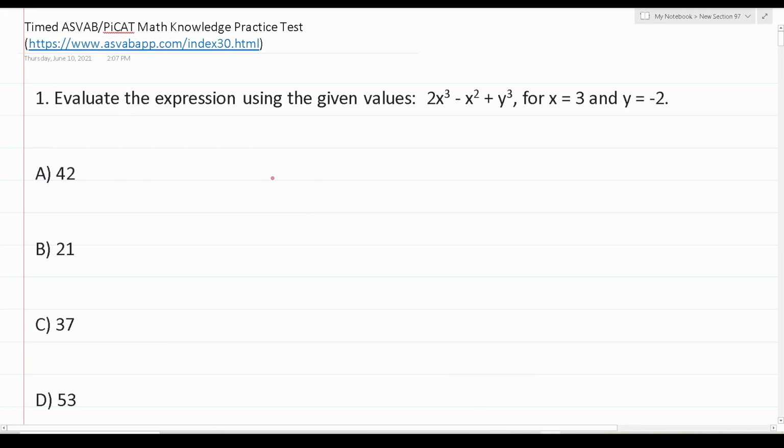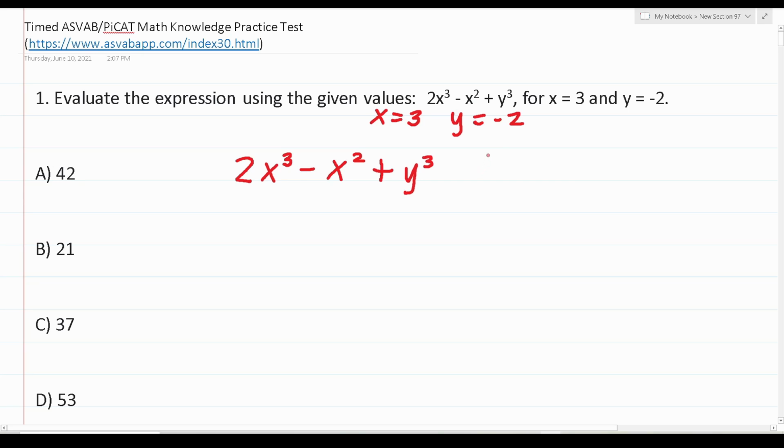All right, so this first question says evaluate the expression using the given values. We have 2x to the third minus x squared plus y to the third for x equals 3 and y equals negative 2. So to start, I'm simply going to copy down the expression that was given. Again, that was 2x to the third minus x squared plus y to the third. And I'm also going to note that we were told to let x equal 3 and y equal negative 2.